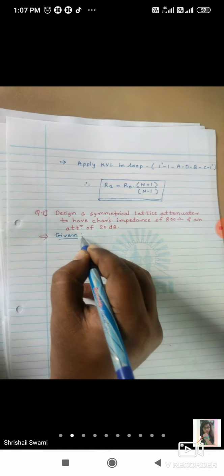Whatever the question will be, the nature of the question will be the same. Only they will change the value of impedance, the value of attenuation, and the type of attenuator. According to that, you have to solve the problem. First of all, note down which type of attenuator they have asked. Many students have confusion between lattice and L type. L type is different and lattice attenuator is different. The lattice attenuator consists of a diagonal element, always remember that is the specialty. So we have to design a lattice attenuator.